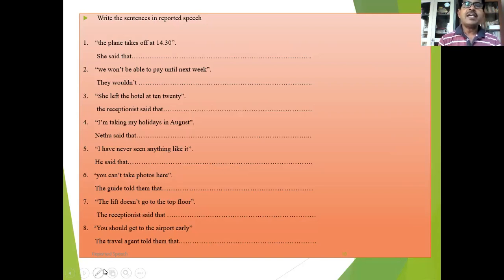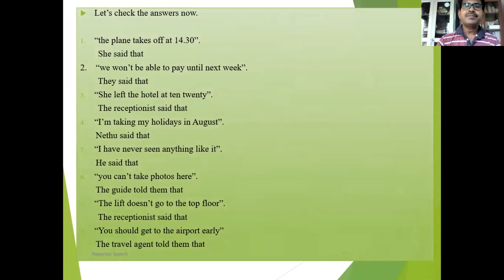The plane takes off at 14:30. Look at the verb there. That is in the present simple. Takes off. Then let's look at the answer. What happens actually? Look at the answer. The plane took off. Takes off. Took off. Present simple, verb past simple. Very simple. Remember this.